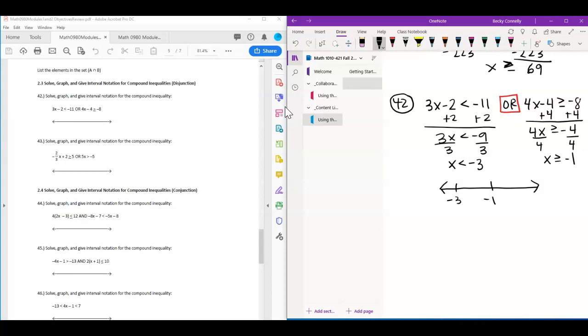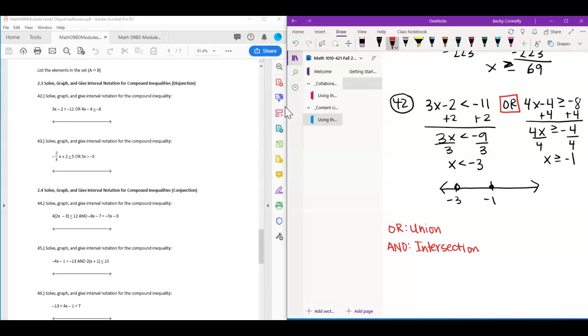At negative 3, I notice that I have a less than symbol. It doesn't have the equal to part, so I am going to have an open circle there. On the negative 1, it does have the equal to part, so I'm going to have a closed circle. Now this is where this word or becomes super important. Remember that the word or is used for union, and the word and is for intersection. Some people are like, well, that's clear as mud now.